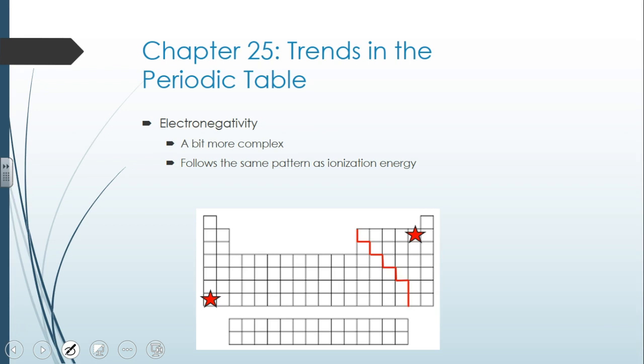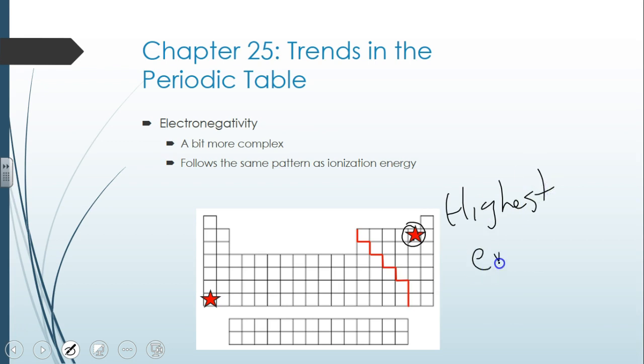Electronegativity is very similar to ionization energy, except in this case we're not dealing with atoms, we're dealing with atoms that are bonded in a compound. So that makes it a little more complex. But the point is that because it's related to ionization energy, this fluorine, because it's the smallest atom, means it has the highest.